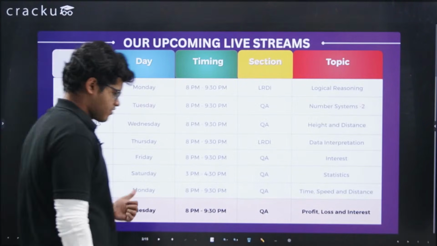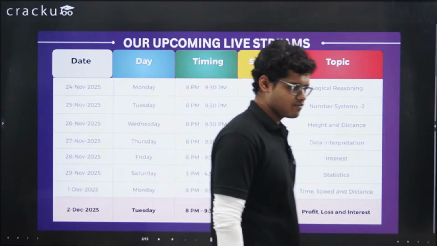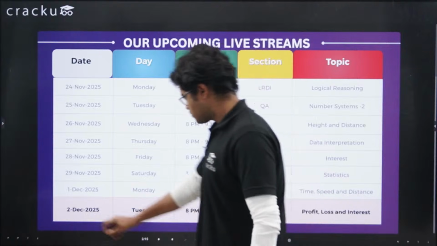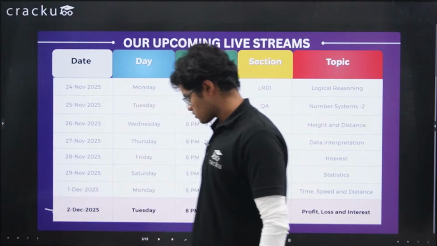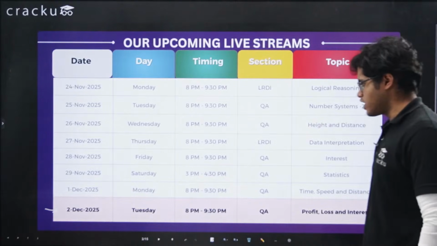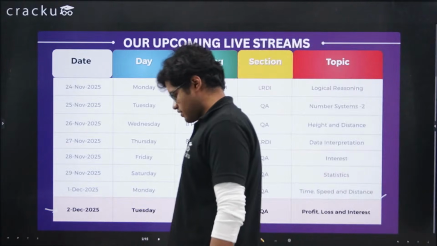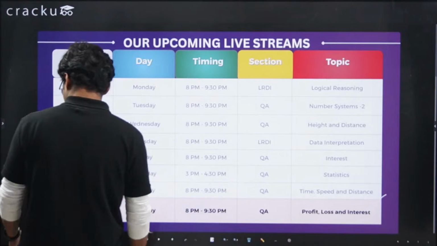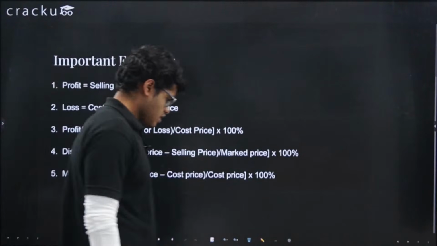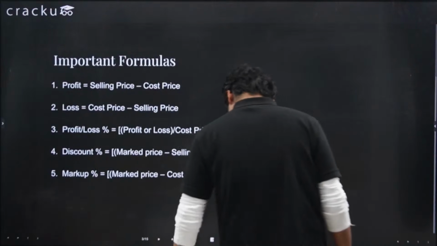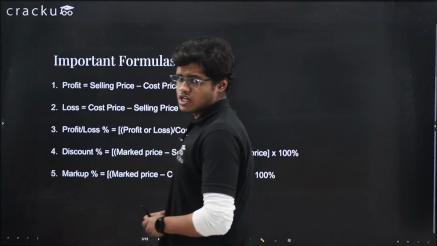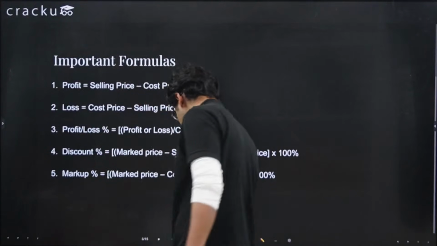So this is the live class schedule we are having, and these classes are over. We are on 2nd of December, so it is today's class, profit, loss, and interest. Okay, moving to the next slide. So let's start. These are the formulas related to profit, loss, and interest.